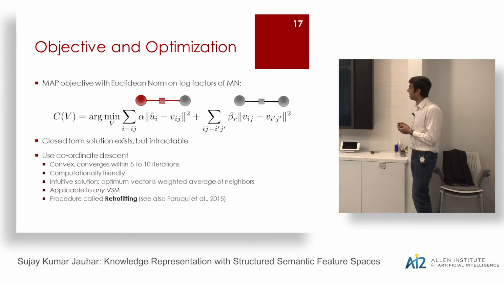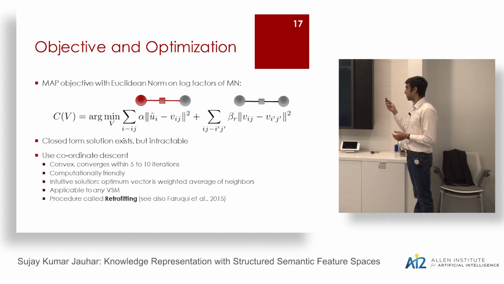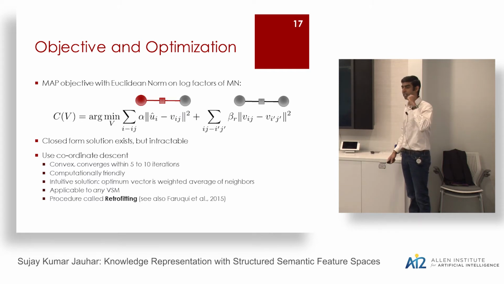It's a good question. All right, so this is the objective that we have. It turns out that it's nice because it has a closed form solution, but optimizing is intractable because it involves basically inverting a matrix the size of the vocabulary. So what you do is simple coordinate descent. The objective is convex. It converges within 5 to 10 iterations. Super computationally friendly. My 8-year-old laptop could run it in like 45 seconds. And at the optimum, you have a very intuitive solution: the optimum vector for a particular sense is a weighted sum of all its neighbors.